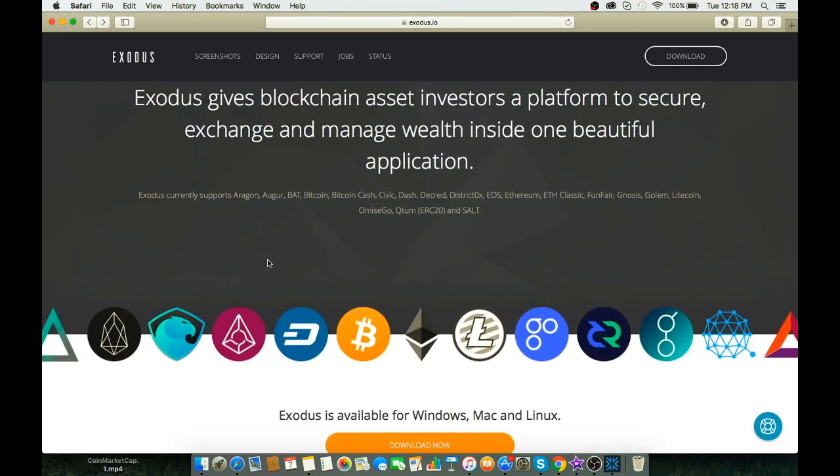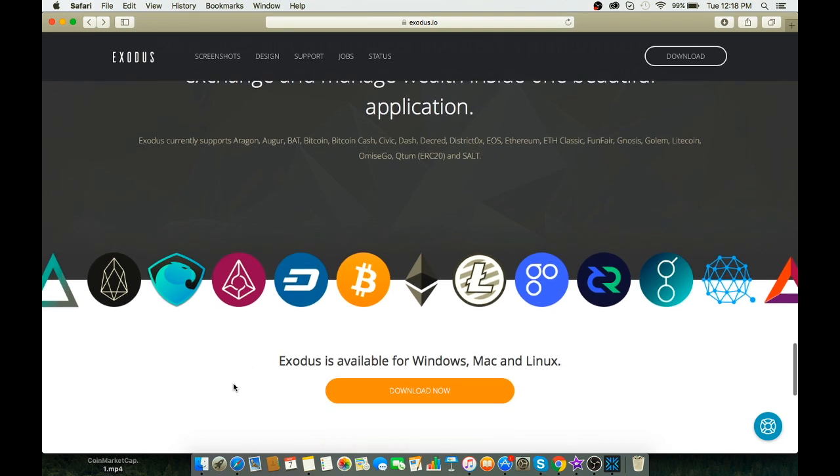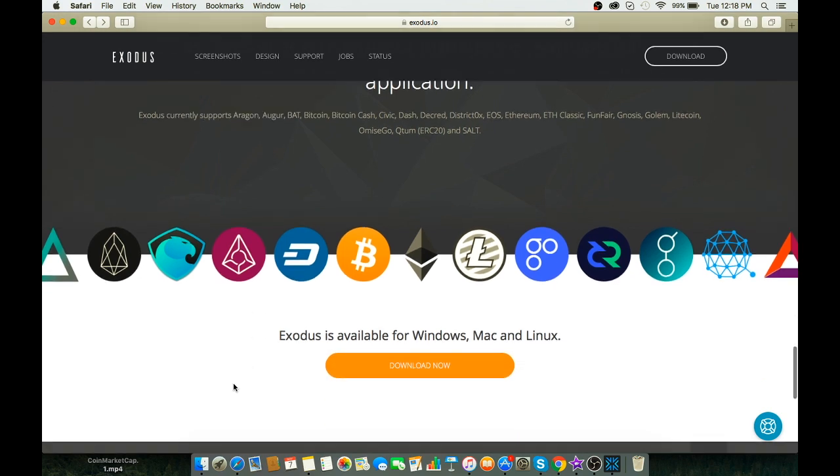Right now Exodus supports quite a few coins. I know they add and take away coins every now and then, but currently it supports Aragon, Augur, BAT, Bitcoin, Bitcoin Cash, Civic, Dash, Decred, District0x, EOS, Ethereum, Ethereum Classic, FunFair, Gnosis, Golem, Litecoin, OMG, OmiseGo, Qtum, and Salt as well. It's available for both the Windows platform and Mac, and also Linux as well.